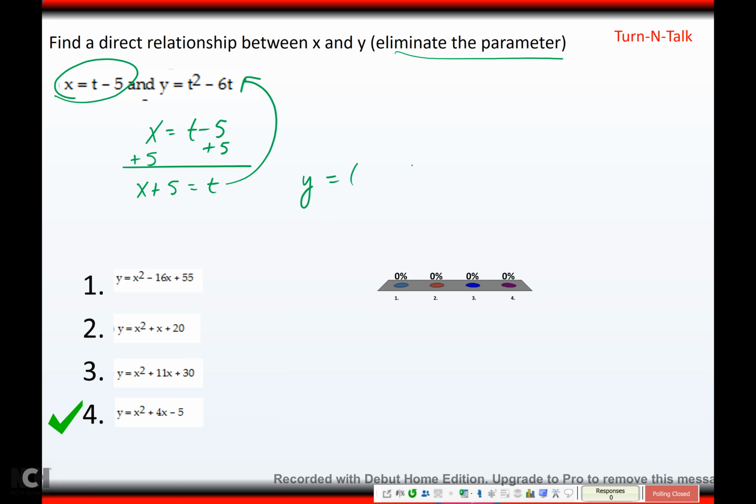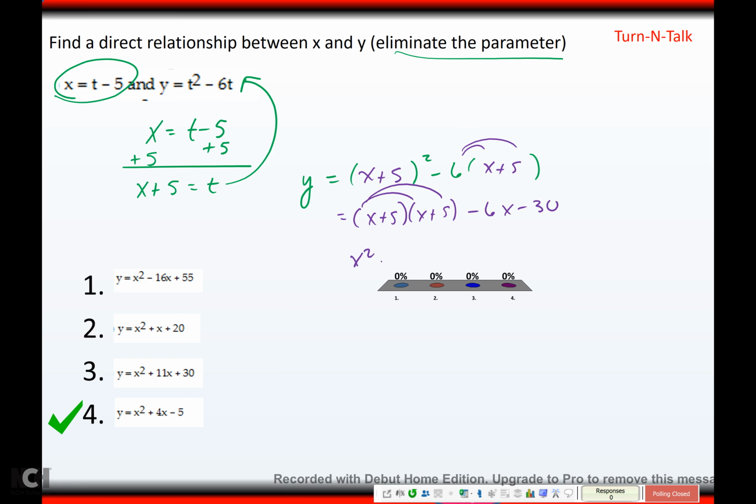So y equals t squared minus 6 times t. But I've got to plug in my t, which is x plus 5, and then simplify. Make 2 copies so you don't kill puppies. And I'm going to distribute here. So minus 6x minus 30.